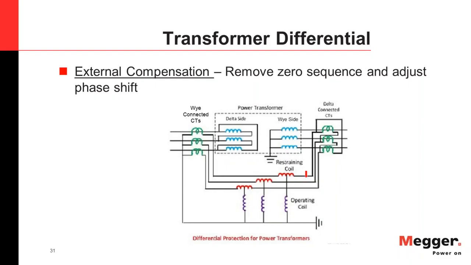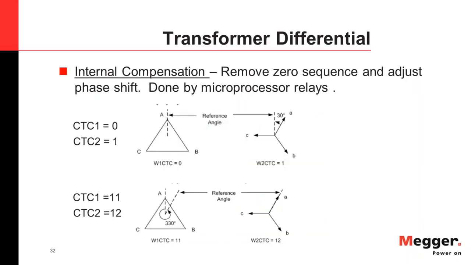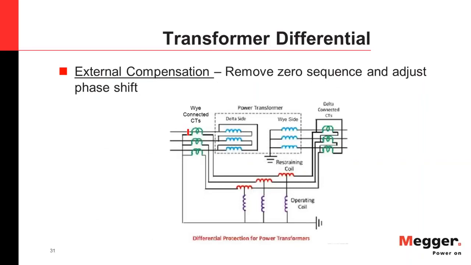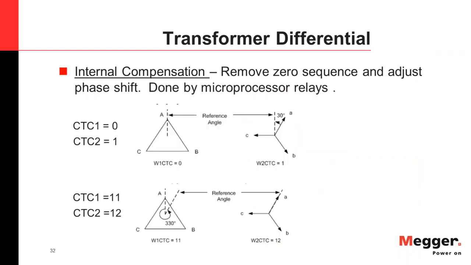So in a way, I have restricted my differential element from tripping for external faults, because now I have equal current and there is no differential current flowing. But nowadays we have new microprocessor relays, a lot of numerical relays, which do not require changing the CT connections to this kind of configuration that I showed here. What I'm trying to say is, even if you have Y connected CTs on both sides in the case of a delta Y transformer, I can still compensate that phase difference.